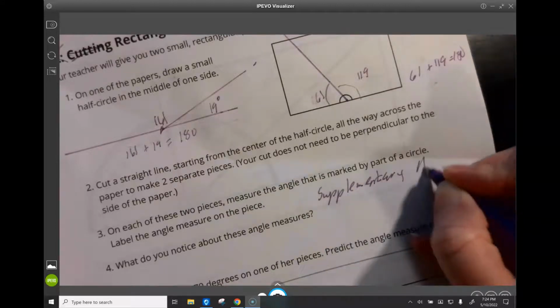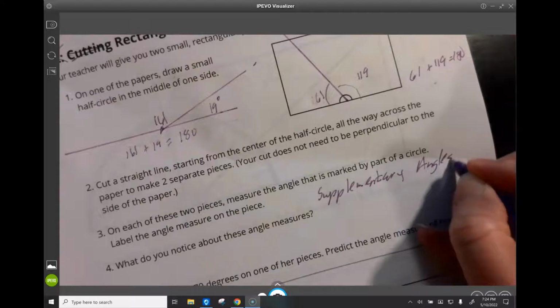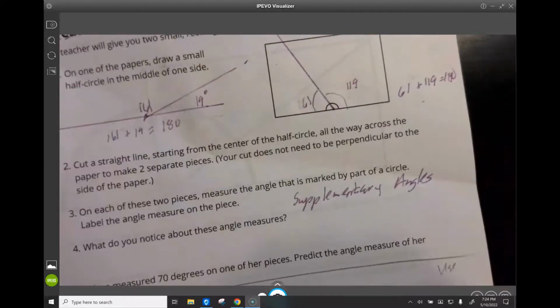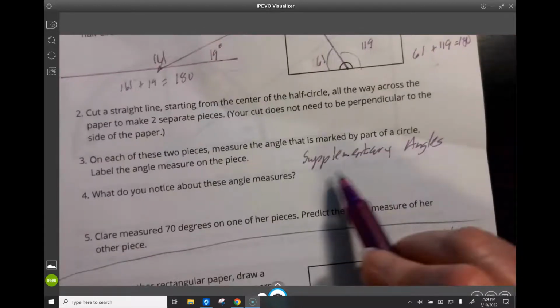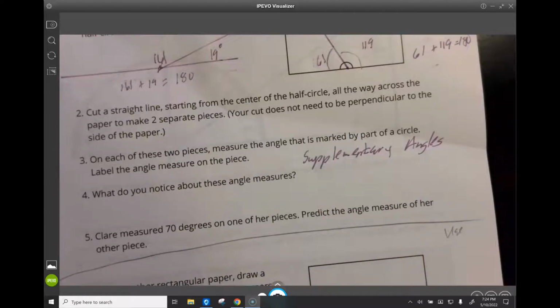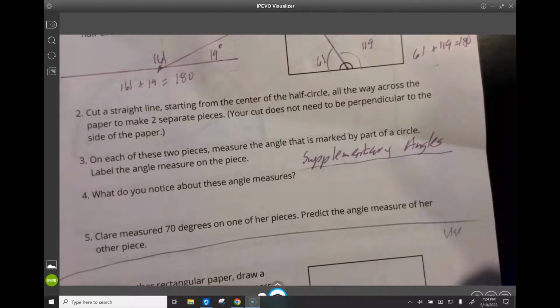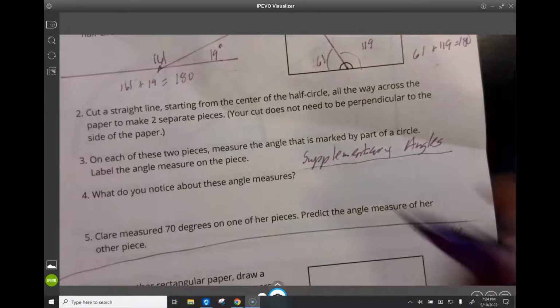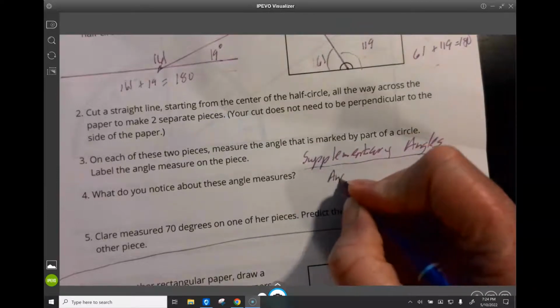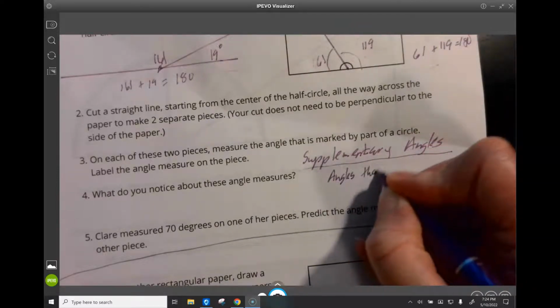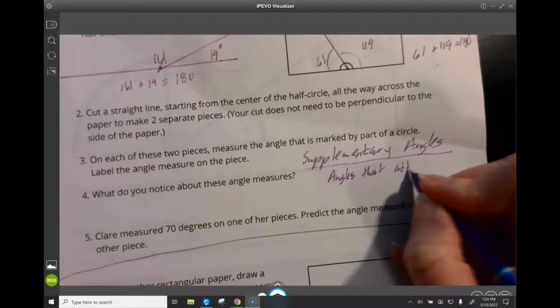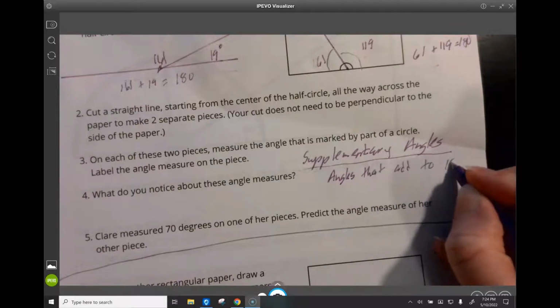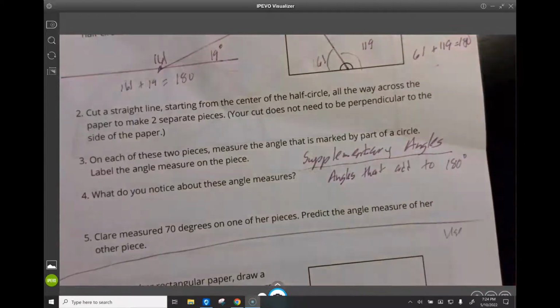Now, the way I'm supposed to say the definition of this geometrically, so if I were in geometry, I'd say supplementary angles are angles whose sum is 180 degrees. So, sum is not a word we use every day. So what this means is angles that add to 180 degrees. Those are called supplementary angles.